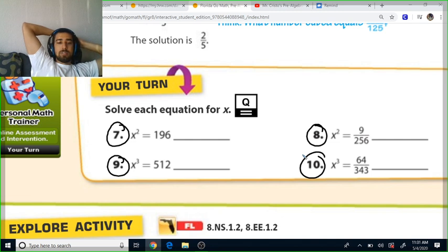So far, everybody's getting number 7 right. And I got a couple number 8s that are also correct.